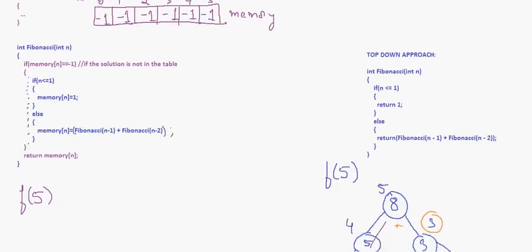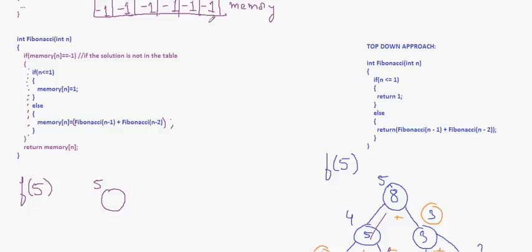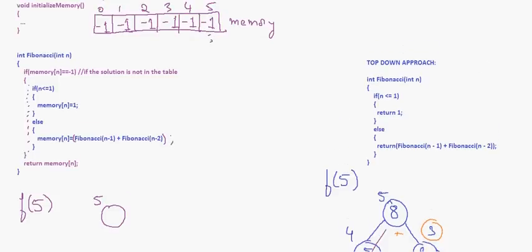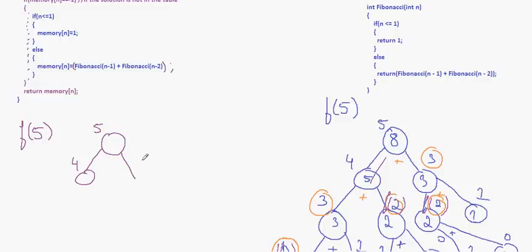So we'll calculate the Fibonacci for 5. Fibonacci of 5 in the table is still -1, so this is 5. So we go into the calculation mode, and 5 is not less than 1, so we go to the else part, and memory of n is equal to Fibonacci of n minus 1. So it's a recursive call, so we call Fibonacci of 4, and then we have to do a plus Fibonacci of n minus 2, that is 5 minus 2 is 3, Fibonacci of 3.